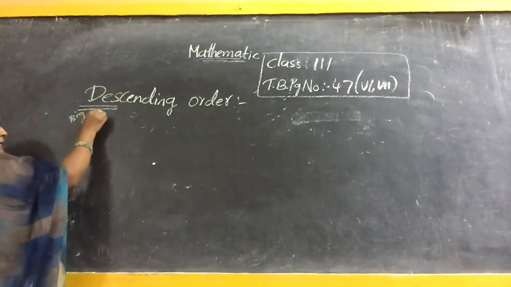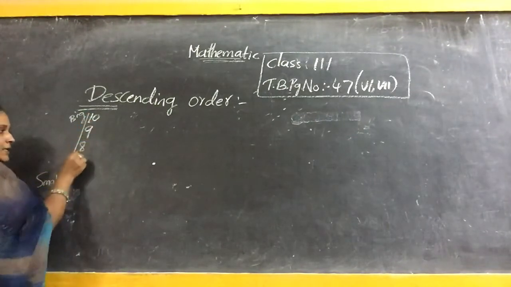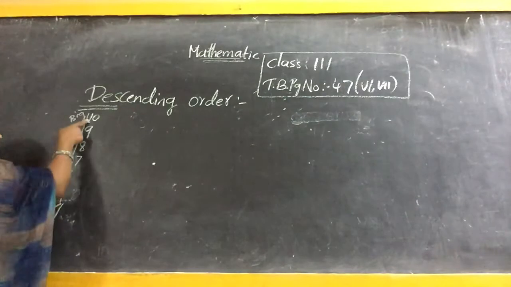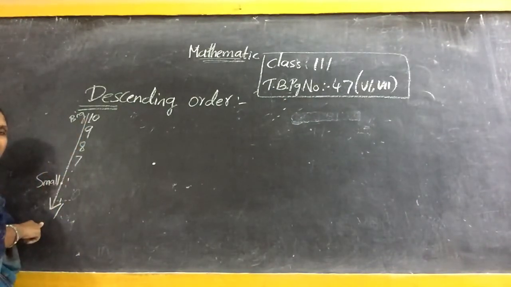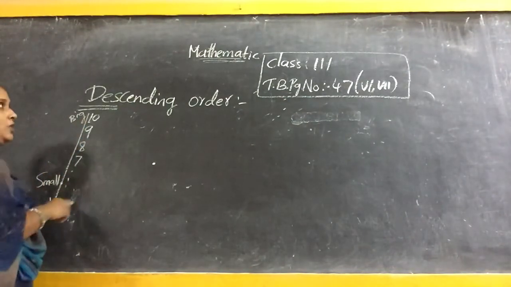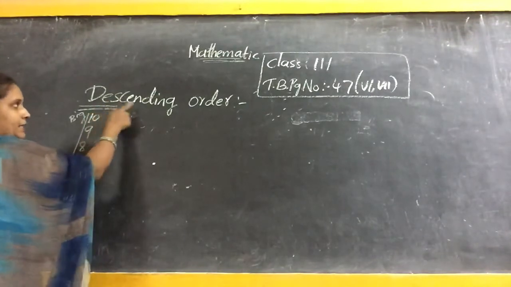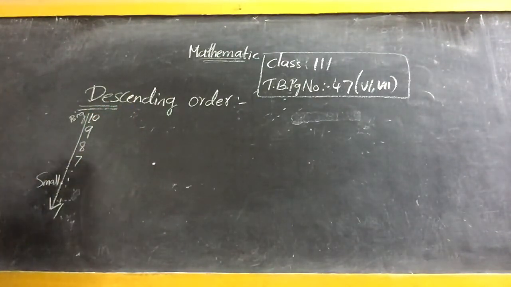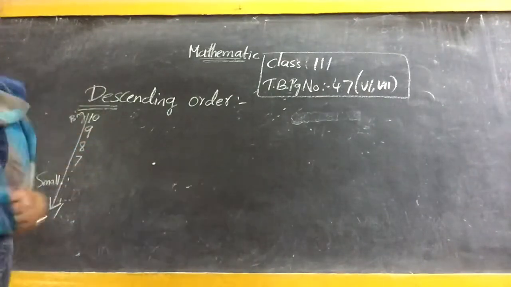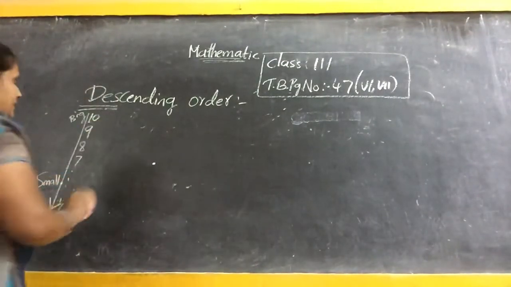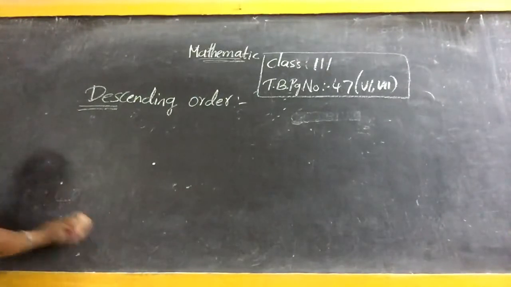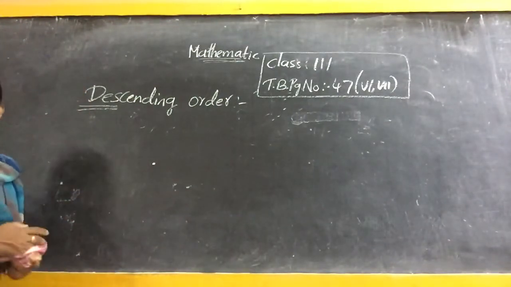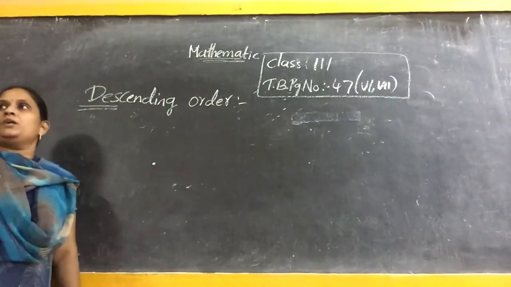It means 10, next 9, 8, 7, like that till 1. It means from big number to small number. If you are writing in that order, that will be called descending order. In descending order, the first number written will be the big number. After that, small numbers will be continued. Okay? Now listen carefully.